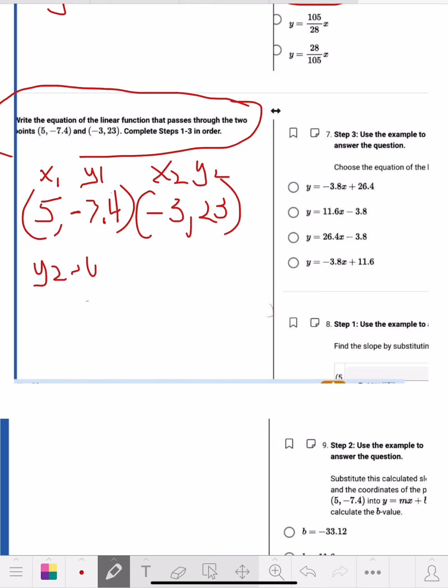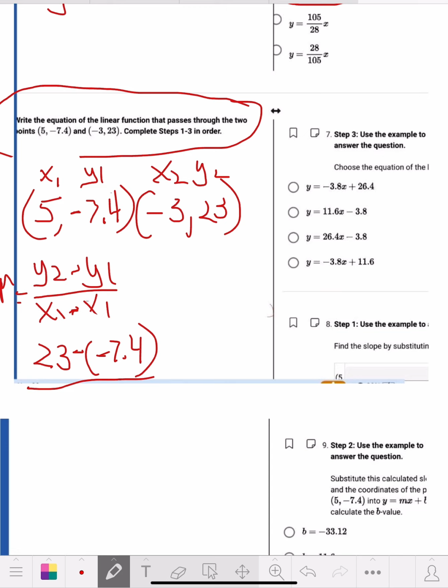y2 minus y1 over x2 minus x1. That's going to equal slope, M. So, hey, let's just plug in the values. I'm going to plug in 23 plus 7.4. Whoop, it should be 7.4 minus. It'll be plus pretty soon. Like I said, I rewrote these beforehand, so I'm just copying what I wrote so I didn't make any mistakes. So it's 23 minus a minus 7.4. That's how we get to the positive. Over negative 3 minus 5. What's this going to equal?